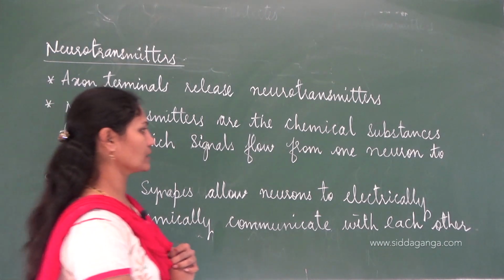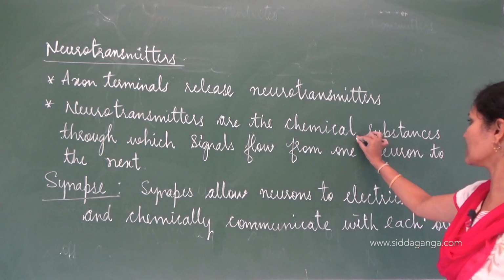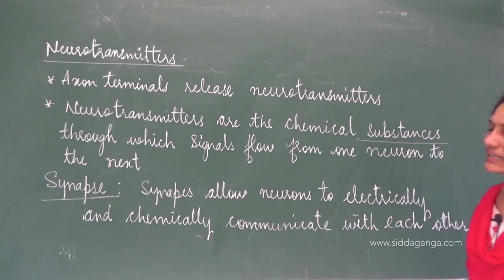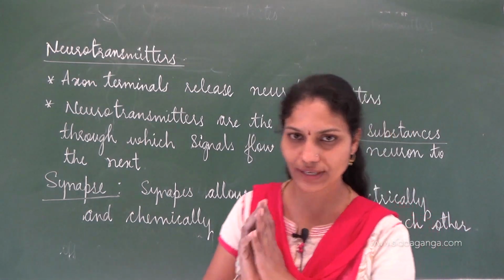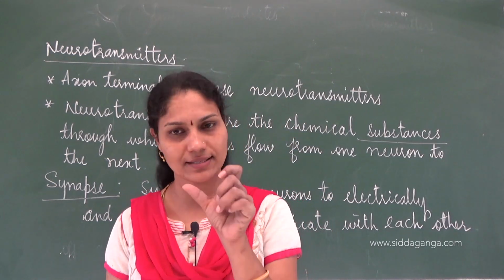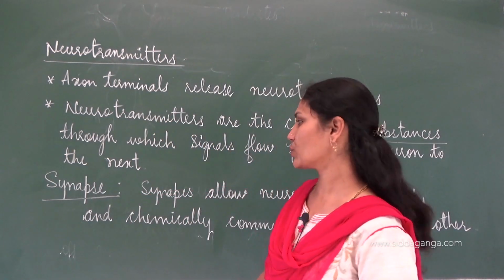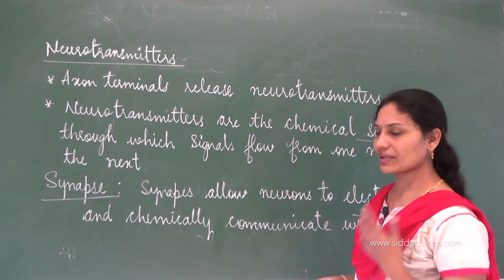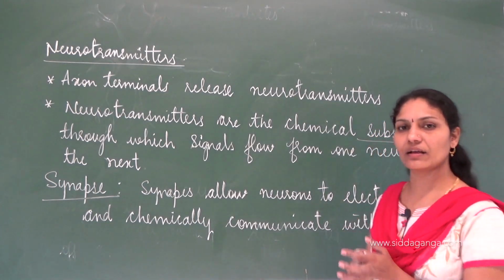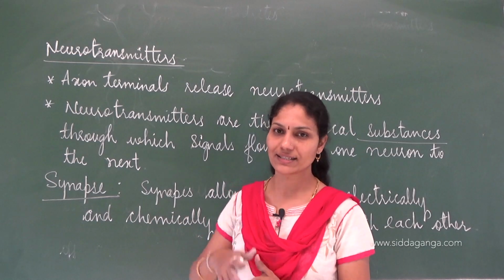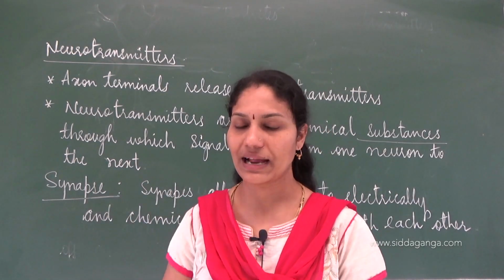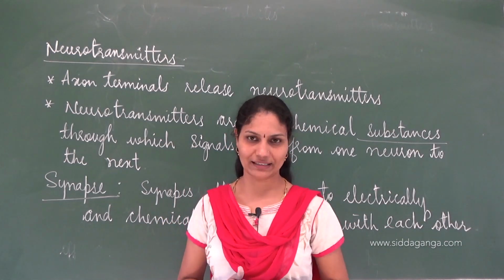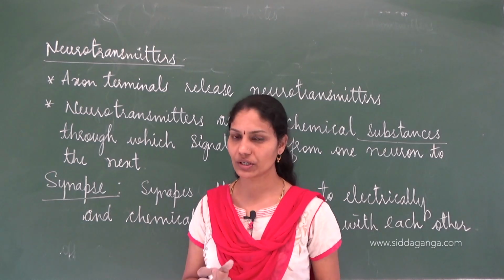So this is all about synapse and neurotransmitters. Neurotransmitters are the chemicals through which signals flow from one neuron to the next neuron, and there is a gap between two neurons. Neurons are not actually in physical contact with one another. This gap is referred to as synapse. Synapse is significant because it allows neurons to electrically and chemically communicate with each other, so that the signal passes very quickly. The signal is transmitted from one neuron to another neuron, and finally the response is seen very quickly. So this is all about how a neuron works.